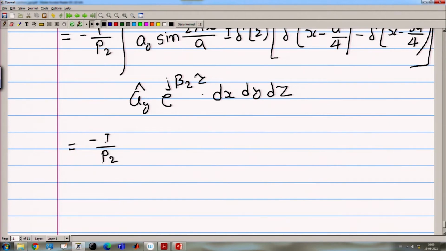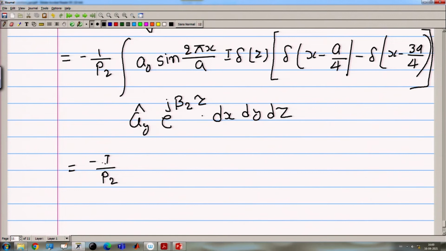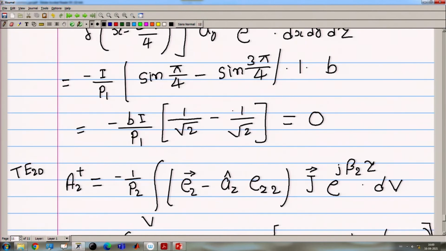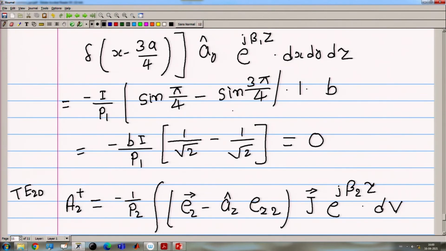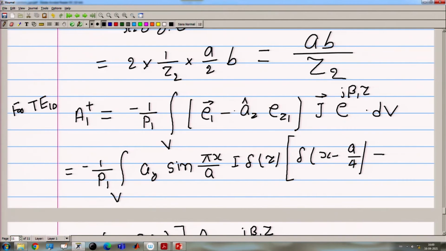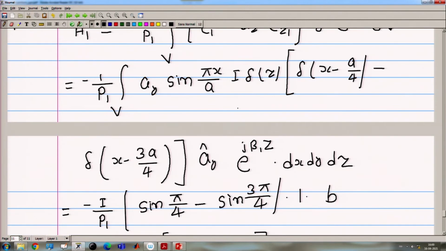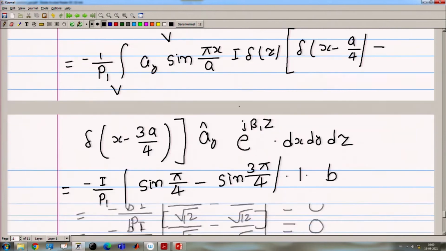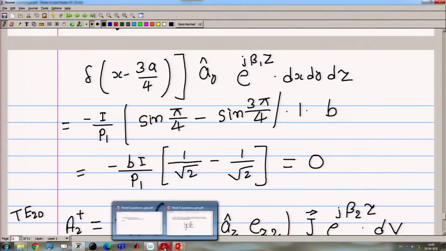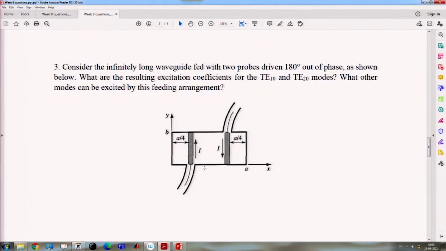In the previous case we can see that the amplitude for the T10 is 0 when exciting at x is equal to a by 4. So, that is why to excite the T10 mode we have to excite in the middle, means at x is equal to a by 2.